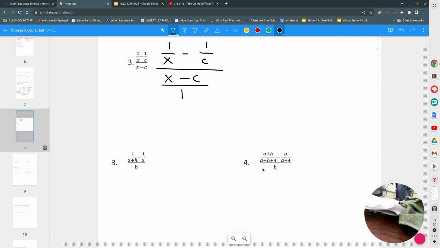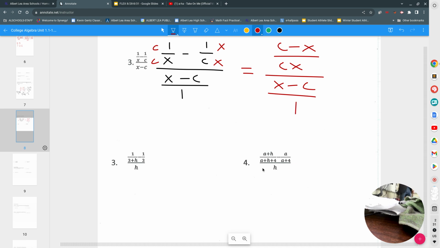What's the common denominator going to be in the top? xc. So I will multiply the top and bottom by x, and I'll multiply the top and bottom by c. What do we have in our numerator? c minus x. c minus x over cx divided by x minus c over 1.